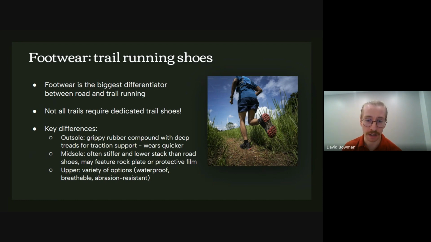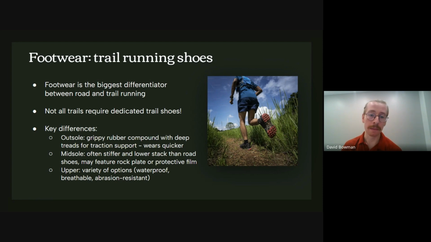Notably this section here that we see in the photo is going to have a grippy rubber compound that'll have deeper treads. And what this is there to do is give you more traction support in maybe wet or uneven terrain. One note about this is that the stickier rubber can wear down quicker if you're using the shoe regularly on the road. So that's just a consideration for having a dedicated pair of trail shoes versus your road shoes.